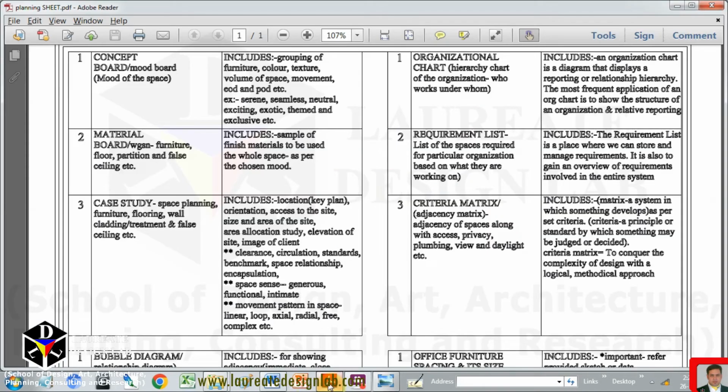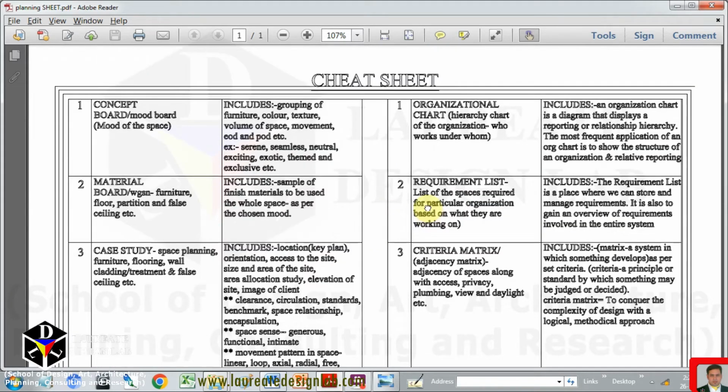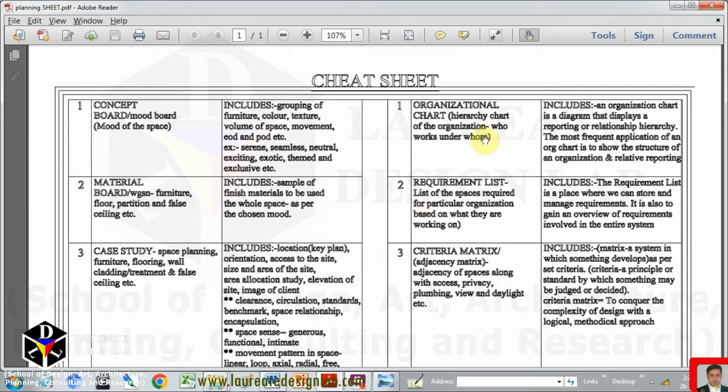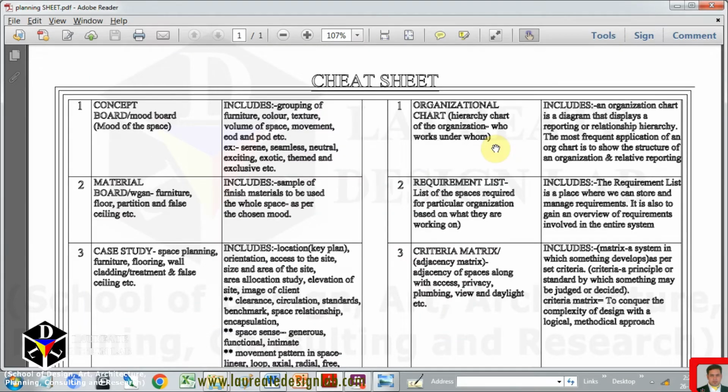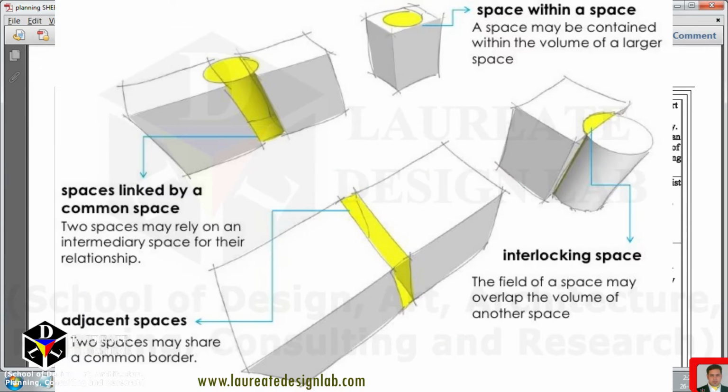Now we will talk about the next thing, which is the organizational chart. So these were related to the research work. Now we are formally starting to learn the very ABCD, the basics of space planning.